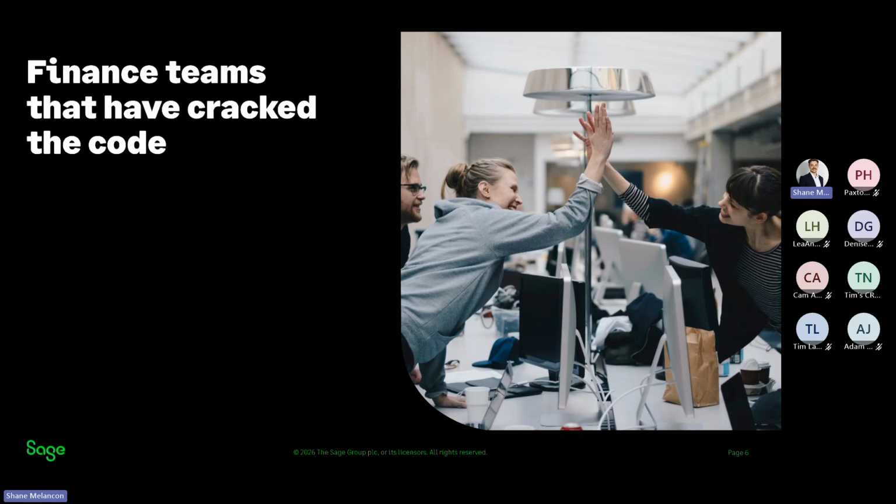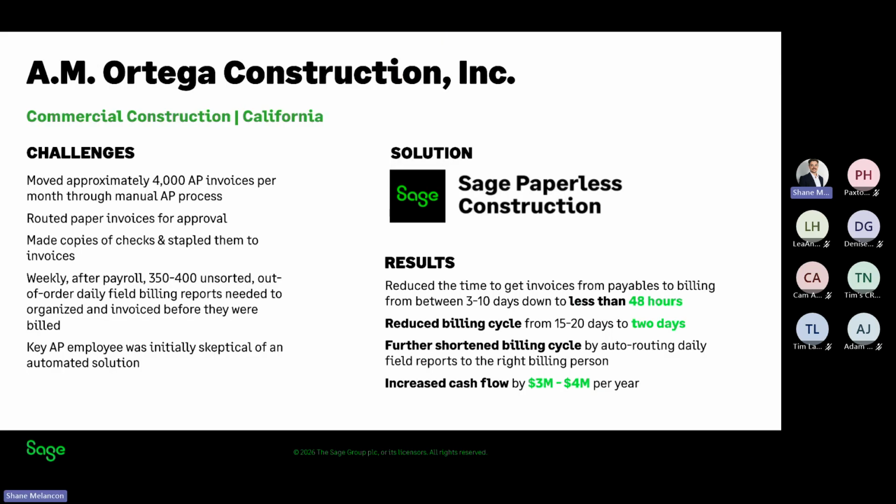So let's look into some customer testimonials on finance teams that have really cracked the code here. First one up here, company AM Ortega Construction. They're a commercial construction company out of California. Some of the challenges they were facing: they were moving approximately 4,000 AP invoices per month through a manual AP process, routing paper invoices for approval, making copies of checks, and stapling all those things together. Then weekly, after payroll, 350 to 400 unsorted, out of order daily field billing reports needed to be organized and invoiced before they were billed.